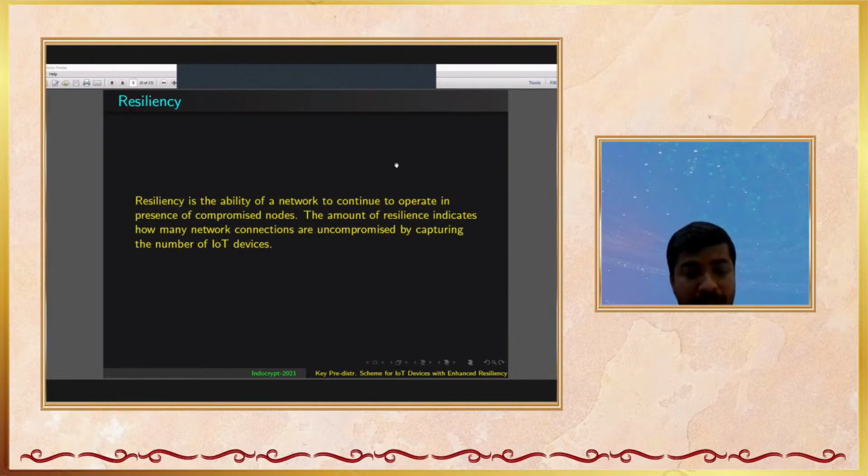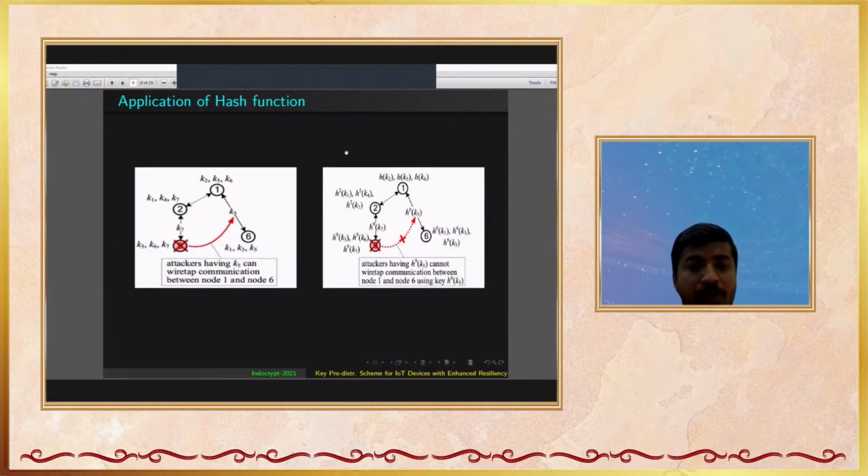Next, I define how security or privacy is preserved in an IoT device via a parameter, resiliency. Resiliency is the ability of a network to continue to operate in the presence of compromised nodes, and the amount of resiliency indicates how many network connections remain uncompromised after capturing a number of IoT devices. From this point of view, I introduce the role of hash functions in the security of IoT devices. Here we see 4 devices: device number 1, number 2, number 9, and number 6. Devices 9 and 6 communicate via the key K5, and devices 1 and 6 also communicate with K5. If any adversary or attacker captures the key K5, then he breaks the link between devices 9 and 6, as well as between devices 1 and 6.